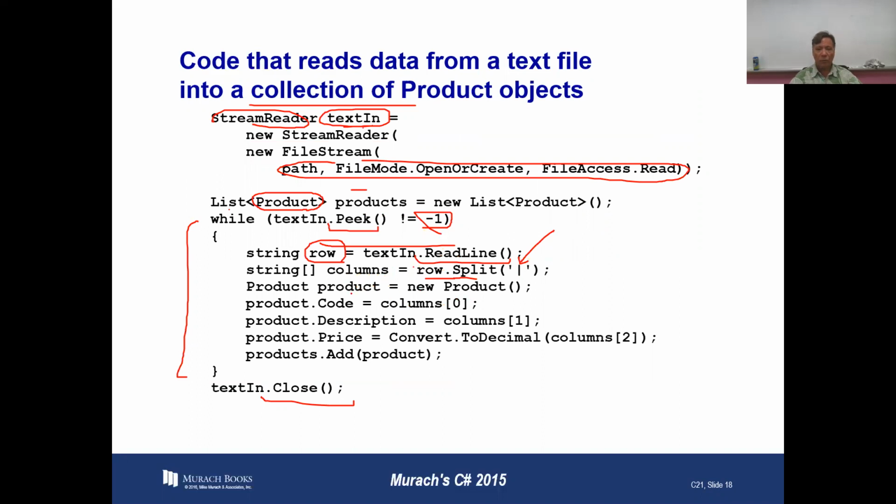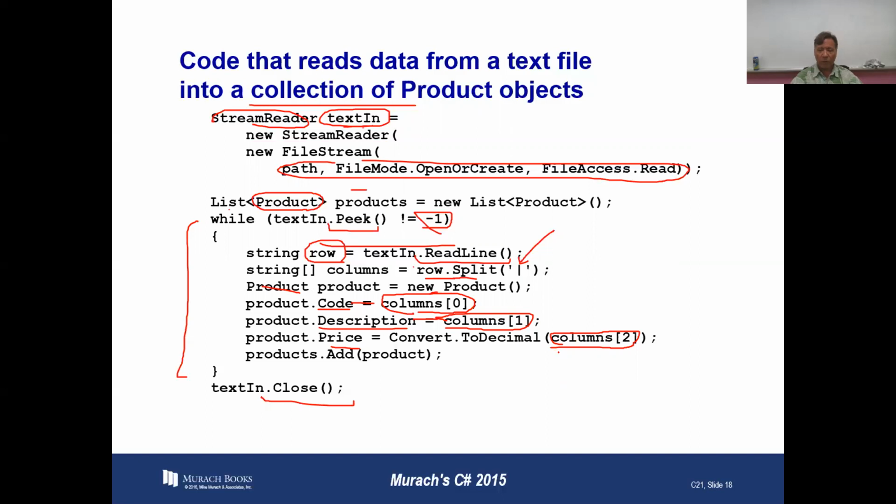Then what we do is we create a new object, a new instance of a product class, a single one. This product class has 3 properties: a code property, a description property, and a price property. So it's going to store columns of 0, which is the code, columns of 1, which is the description, and columns of 2, which is the price. And it's a string of text characters.